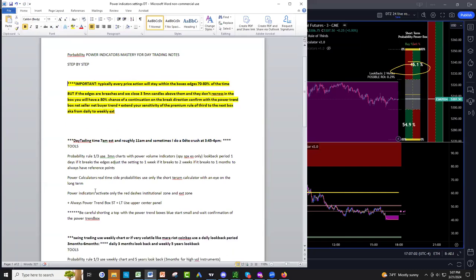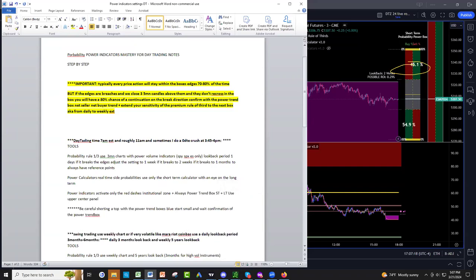Okay? So we talk about the probability calculator, short term, and the long term power indicator, activate the red line. Now let's talk about something else. Activate the red line institutional zones plus major and minor if no reference points available. So let's go to this available plus power opens, because the open prices are critical. It's a balance point for the market.